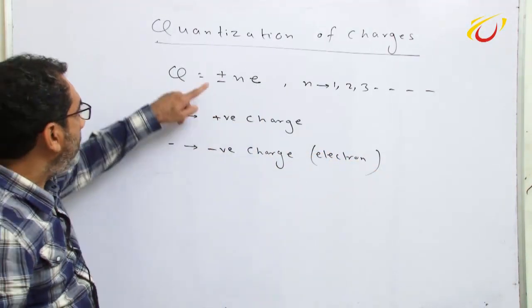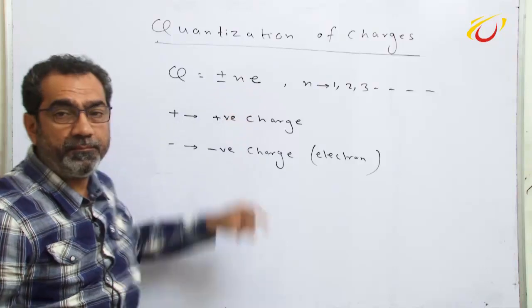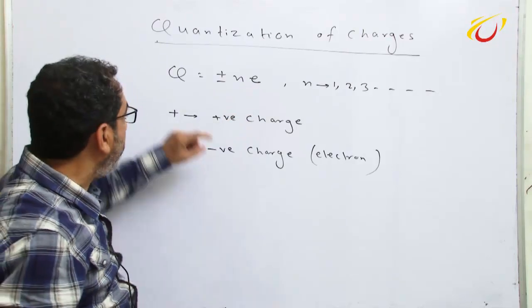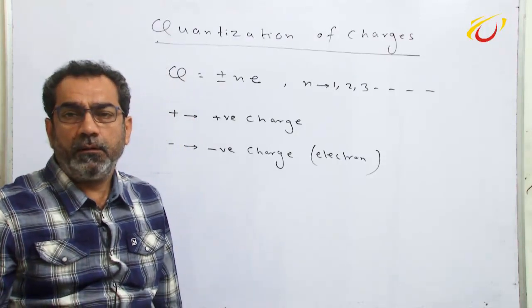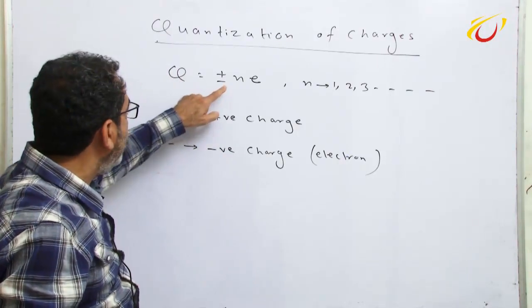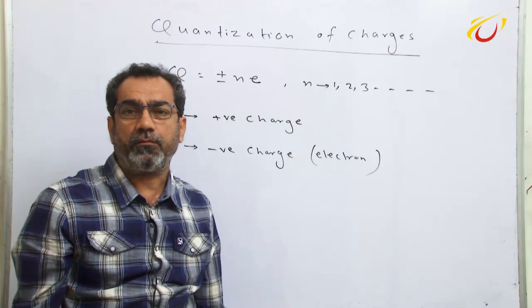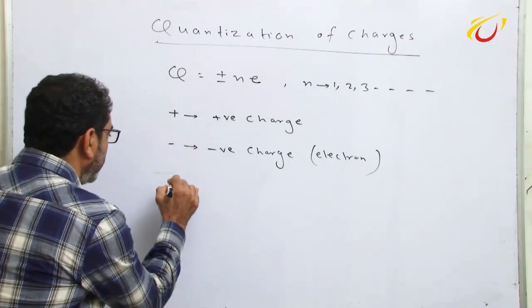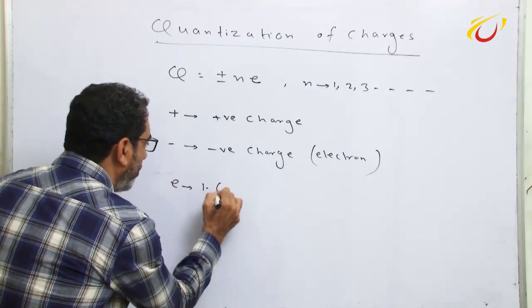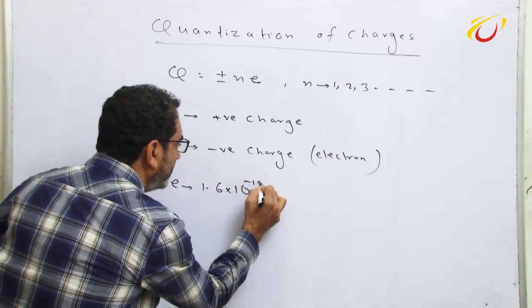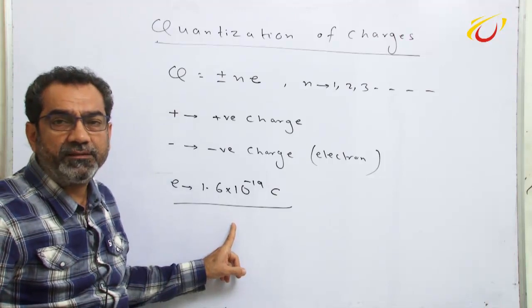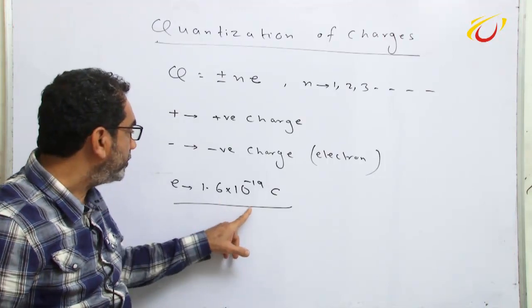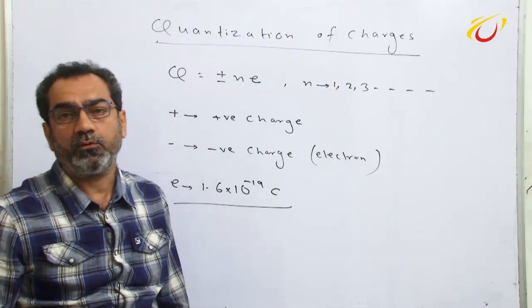If I say plus 1 e, it means 1 proton. If I say plus 2 e, it means 2 protons, like that. If I say minus 1 e, it means 1 electron. Here the basic charge of electron is 1.6 into 10 to the power minus 19 Coulomb. Basic charge of electron is 1.6 into 10 to the power minus 19 Coulomb.